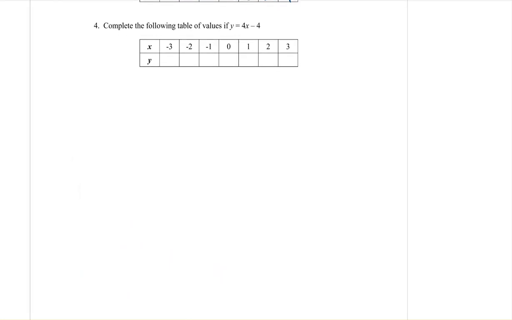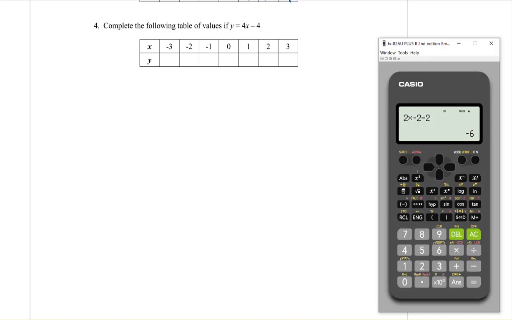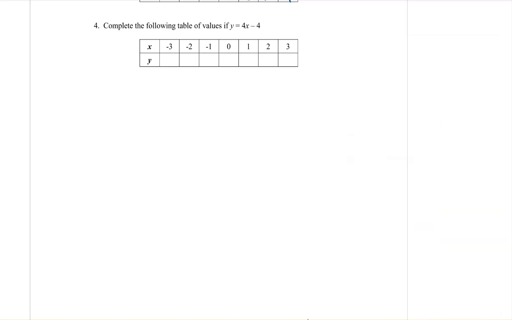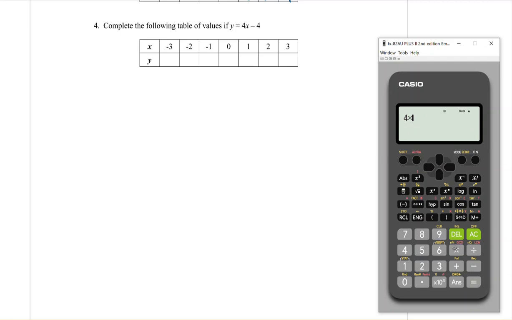Okay, question 4. It says to complete the following table of values. We're not drawing the graph again, we're practicing these tables of values. So we have 4x. What does that 4x mean? Times. I need to do 4 times by the -3. So here it is, 4 times the -3. There's my 4x. And then -4. So -4 equals -16.